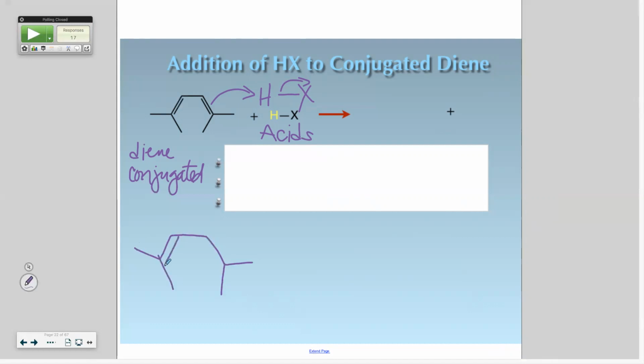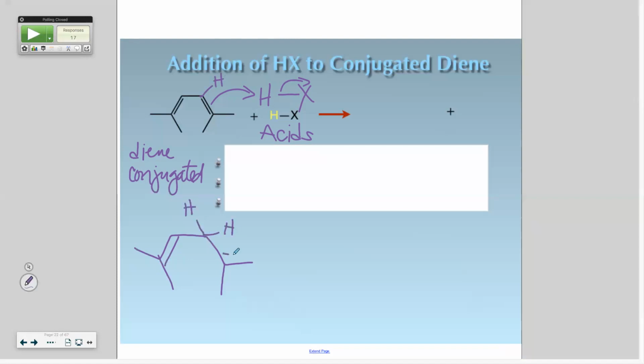Okay, so where do you want to put the H? Do you want to put it here, or do you want to put it on the top? Okay, remember first of all that there is one H there already, so I'll draw them both in.